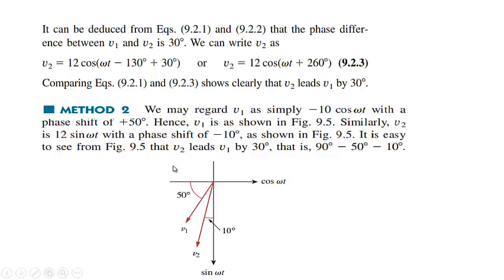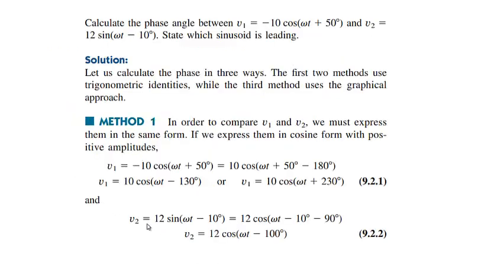Now let us try to do this graphically. And one more thing here, you can see it here. This V1 is lagging the cos axis by 130 degrees. This one is lagging the cos axis by 100 degrees. So the leading phase will be this one. That means V2 will be leading V1 by 30 degrees.